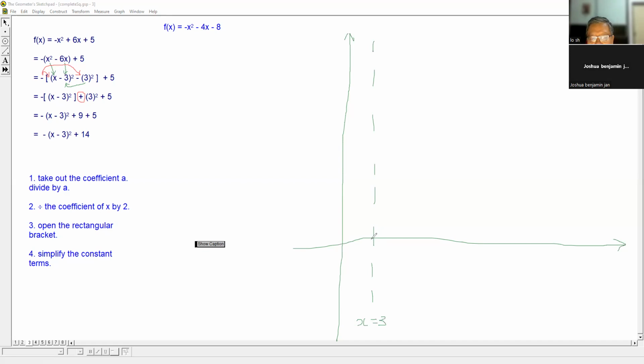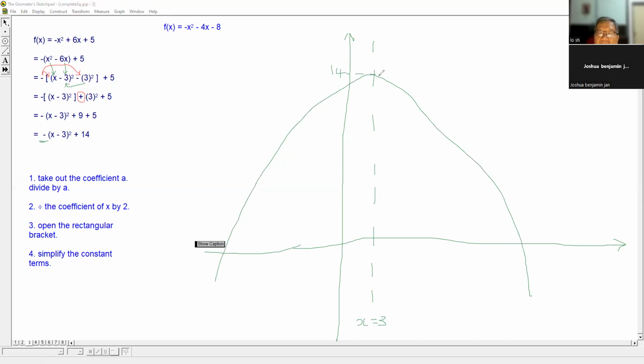Move up or down? Move up. How many steps? 14. Yes, 14 steps. So this is 14. Is this one U shape or N shape? What is the sign in front? N shape. So the N shape will be something like this. Then this is the maximum point. N shape has the maximum, the highest point. U shape has the minimum point.